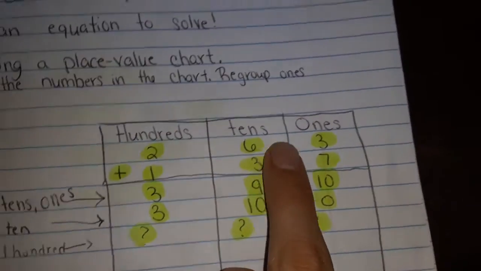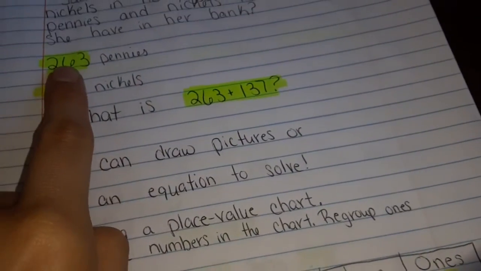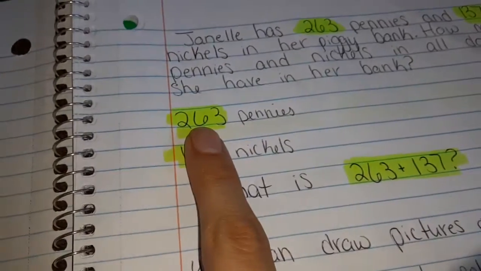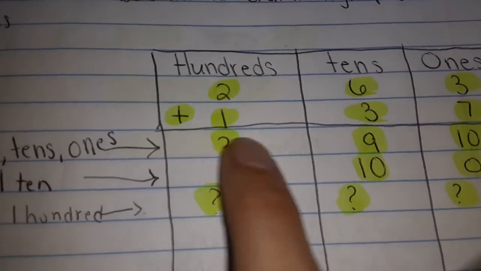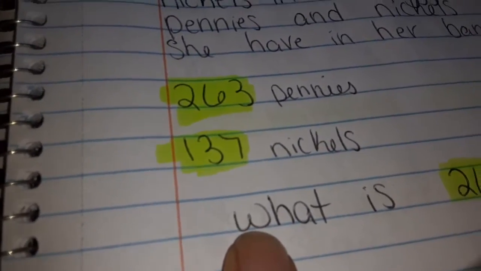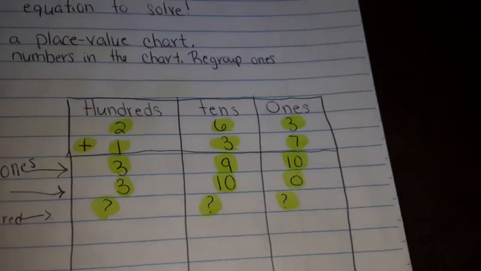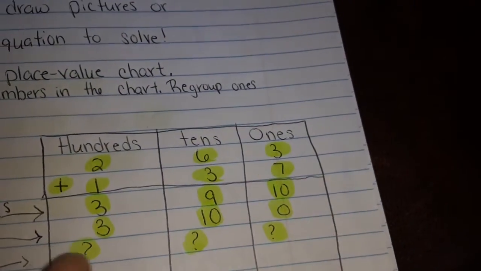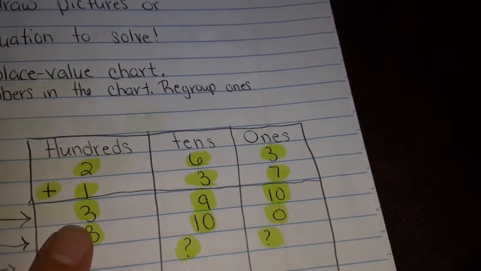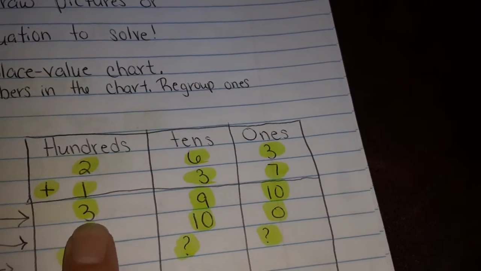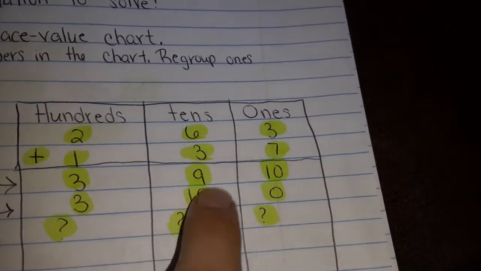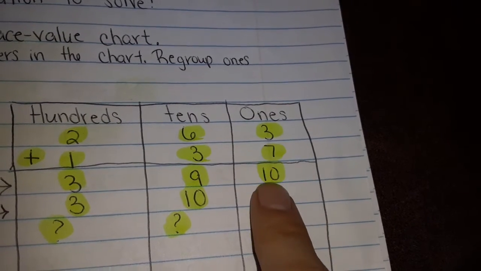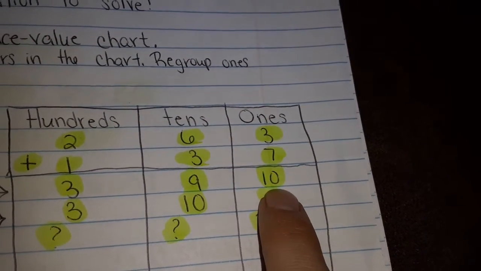Okay, so 2, 6, 3. 263 pennies. So that's where the 2, 6, 3 came from. 1, 3, 7. That comes from the amount of nickels. Where do these numbers come from? 2 plus 1 equals 3. So that's where the 3 comes from. 6 plus 3 equals 9. So that's where the 9 comes from. 7 plus 3 equals 10. So that's where the 10 comes from.